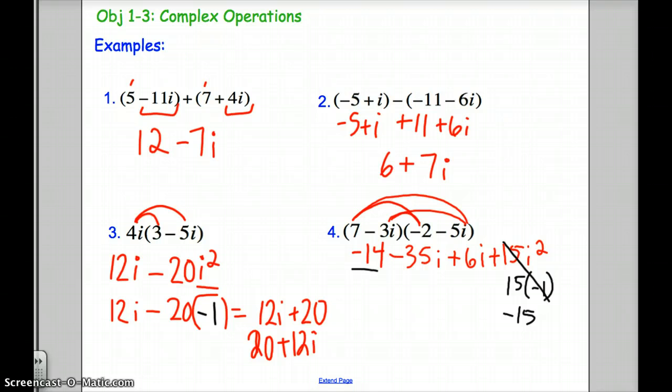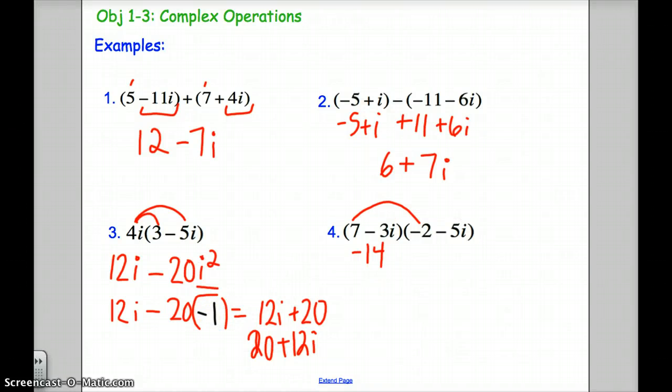It looks like we're going to have -29, and then minus 29i. Okay, so this is simplifying. We want to make sure we put it in standard form, and we want to make sure we get rid of the i squareds because they're simplified into something better.